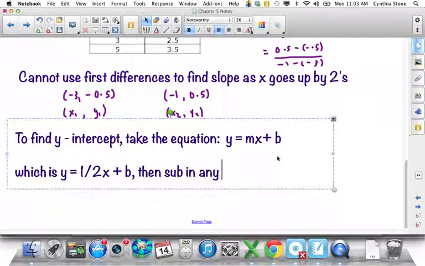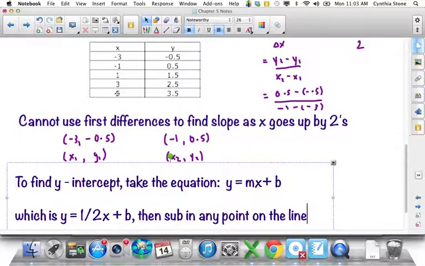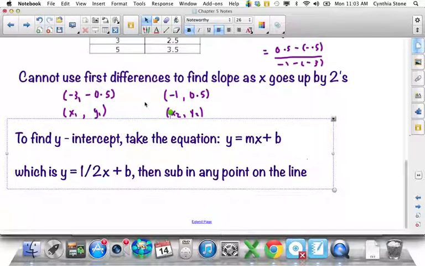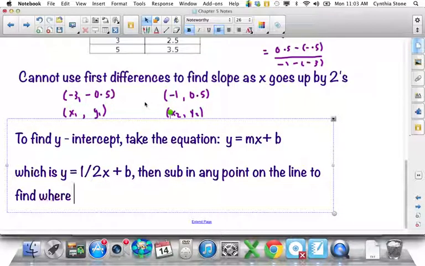Then sub in any point on the line, which could be this one or any of them. Just take any point on the line and sub it in to find b. I'll show you what I mean. When I say sub in, I mean I'm going to sub in a y value and an x value. So here's an x value, here's a y value. I'm going to sub those into this equation and solve for b.